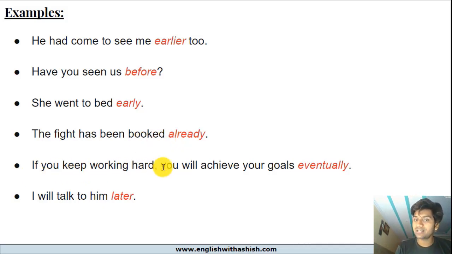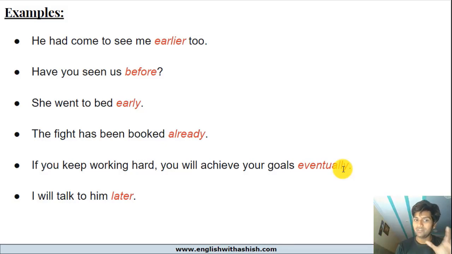If you keep working hard, you'll achieve your goals eventually. If you keep putting in the work, you'll achieve your goals. You will accomplish your goals eventually. Eventually means ultimately you will achieve your goals. Eventually, like a time will come. It's going to happen sooner or later.